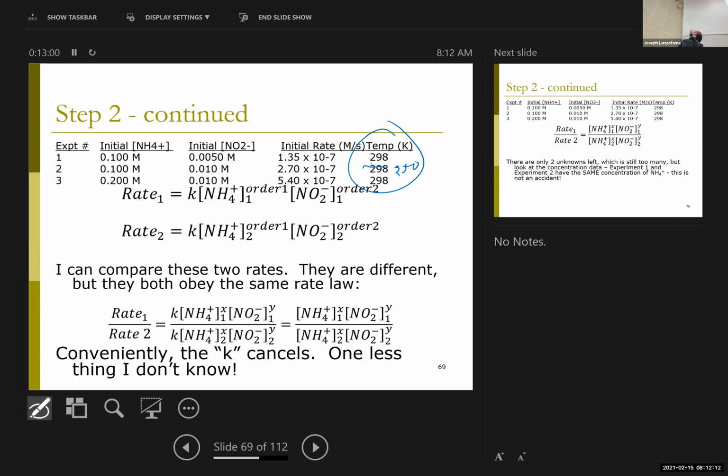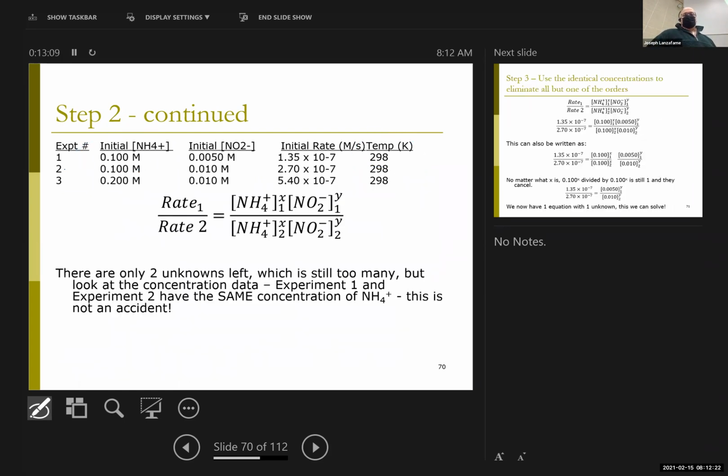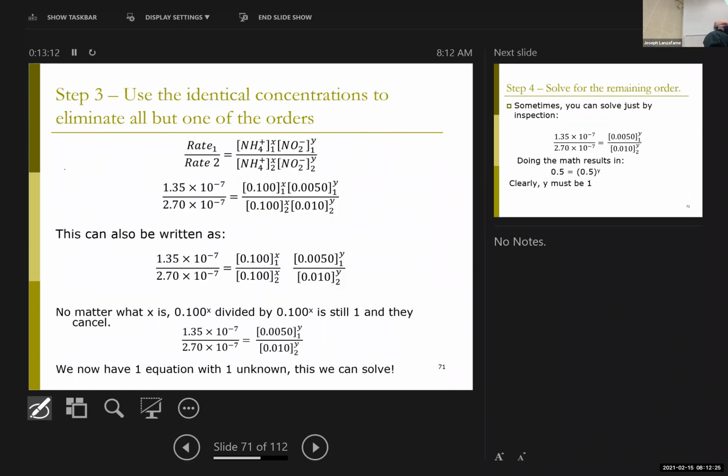I still have two unknowns, x and y. But again, because the ammonium concentration was the same in both cases, when I plug in the values from the experiment, no matter what x is, 0.1 to the x is going to cancel 0.1 to the x. And so there was a method to my experimental madness. I intentionally picked values for concentration that allowed this cancellation to occur. And so very conveniently, I end up with one equation with one unknown, and therefore I can solve for y.